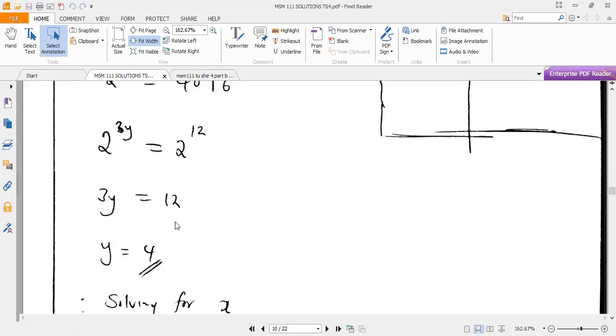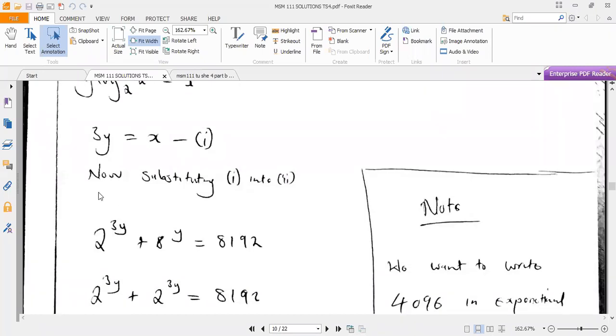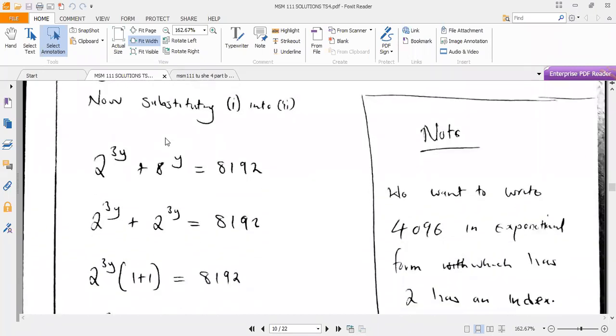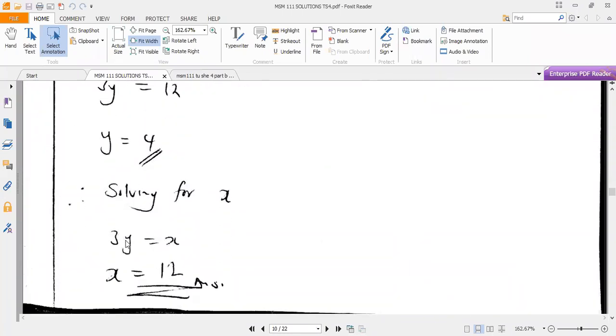Now that you have solved for y, your next goal is to solve for x, isn't it? Now 3y is equal to x. We'll find that our equation 1 on top here is 3y is equal to x. Here, this is our equation. So we substitute. Where there is y, we put a 4. So here when you put a 4, it's 4 times 3, which is the 12 there. That's how we are finding x.